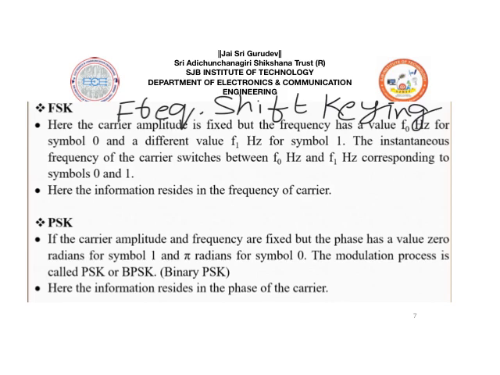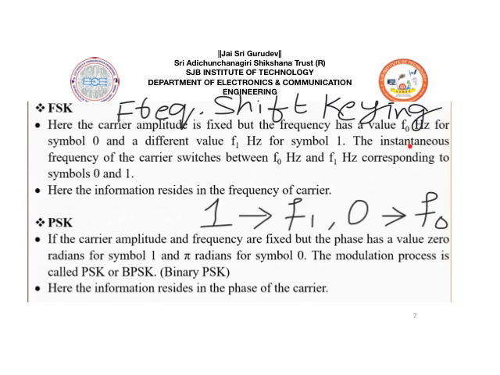We will be having two different frequencies, one for symbol 1 and another for symbol 0. If there is a symbol 1, we take one frequency f1, and if it is a symbol 0, we take another frequency f0. Usually the frequency f1 will be more than the frequency f0. Higher frequency will be considered for symbol 1 and the lower frequency for symbol 0.